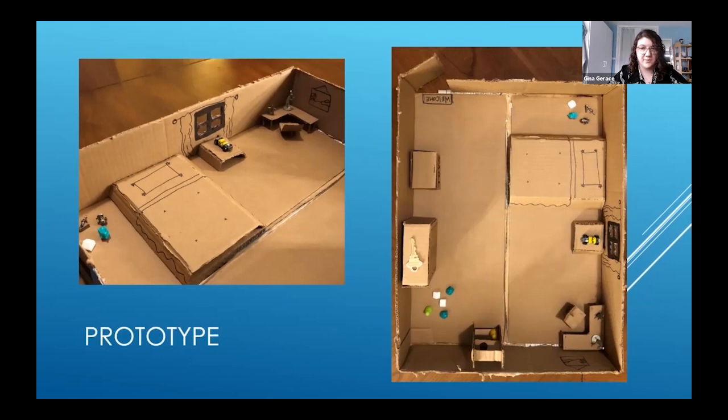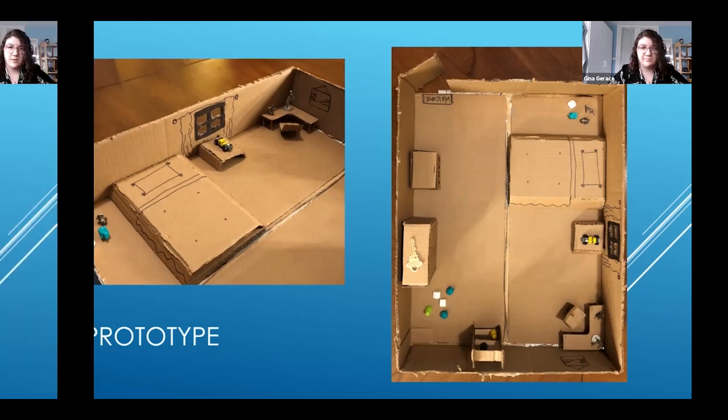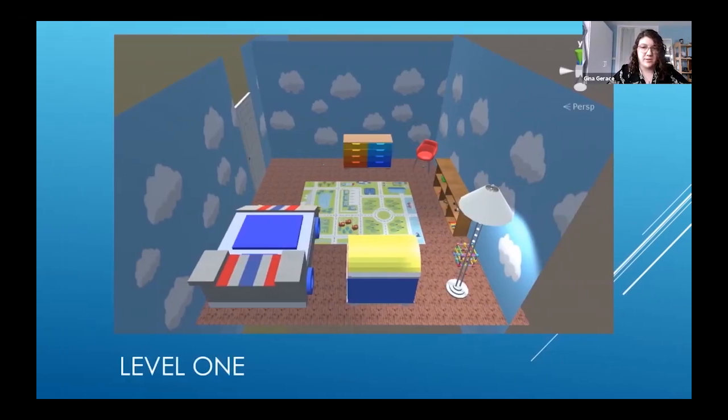So the first step was to make a physical prototype, and this is kind of unusual for a video game. So I wanted to share some pictures because this was my first step in actually designing the virtual environment for the first level of the game. So that prototype eventually turned into this.